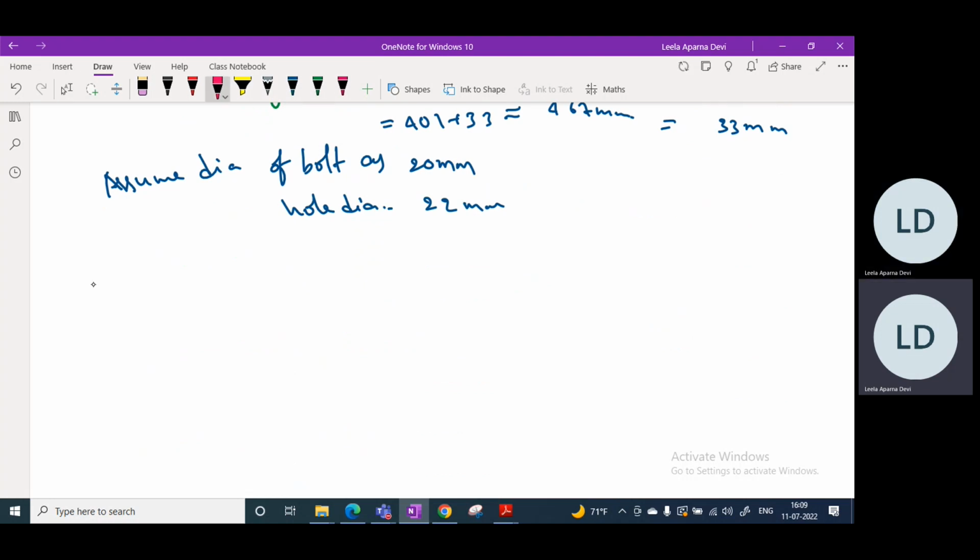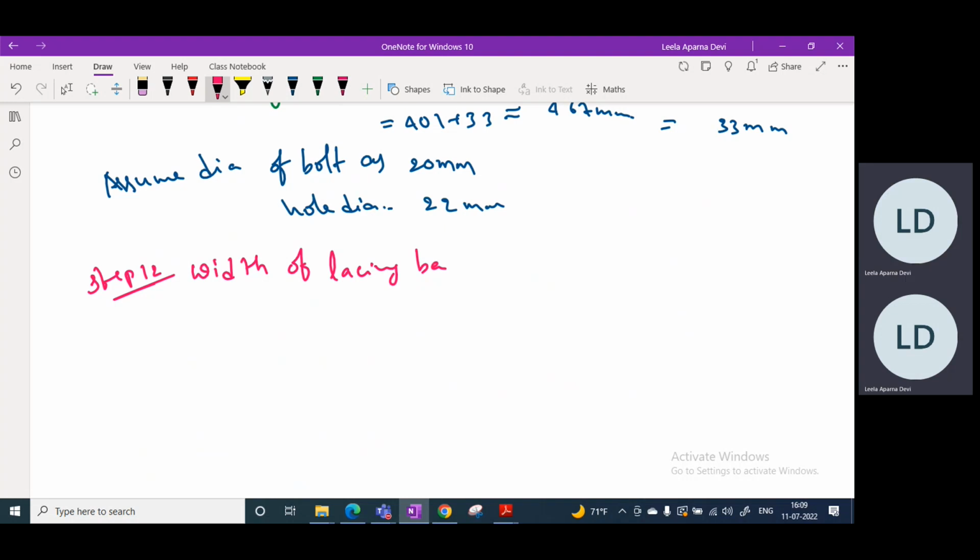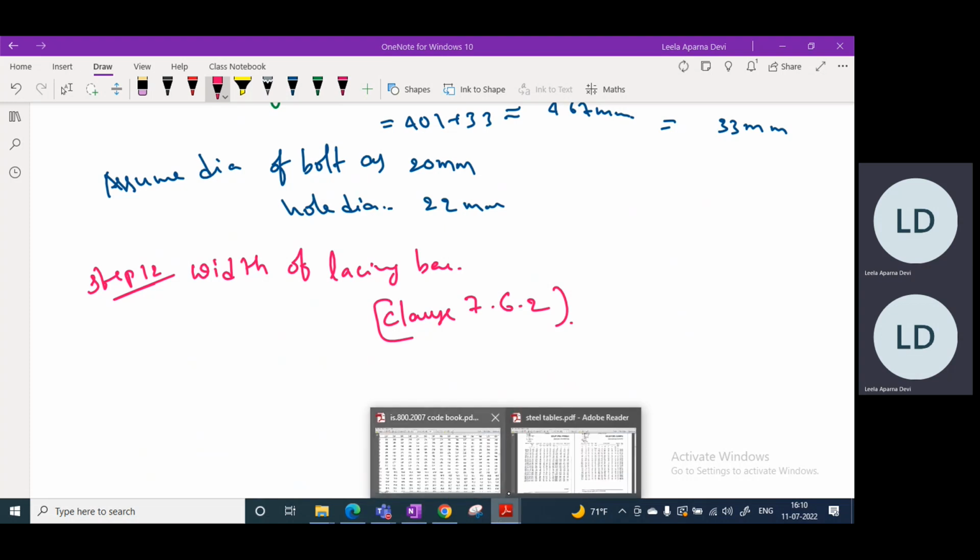Next, step 12, width and length of lacing bar. The width of lacing bar we can calculate from clause 7.6.2. In that we have this formula.